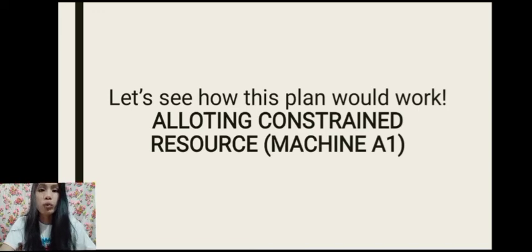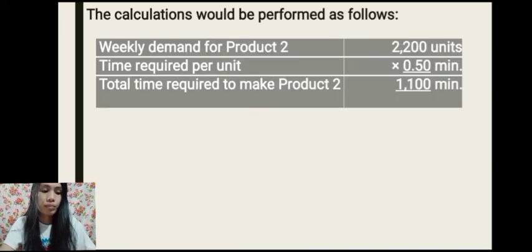So, let's see how this plan would work. Diba, machine A1 has a capacity of 2,400 minutes per week. Tas yung weekly demand ni product 2 is only 2,200 units. So, para makuha natin yung total time required to make product 2, i-multiply natin yung weekly demand, which is 2,200 units, sa time required per unit, which is 30 seconds or 0.50 minutes. Kaya makukuha natin yung total time required to make product 2 na 1,100 minutes.